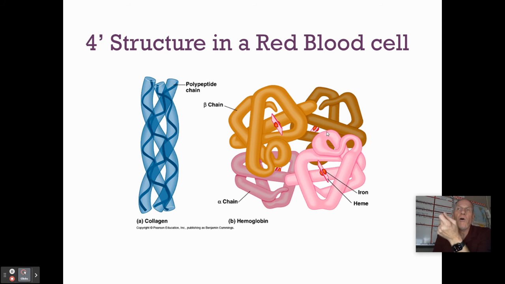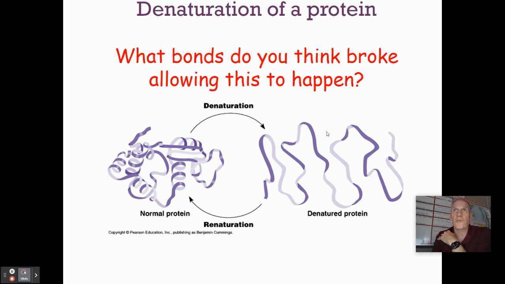So again, not all proteins have 4 levels. All will have 3 levels. Some will have 4 levels. The more complex ones will have 4 levels of protein structure.